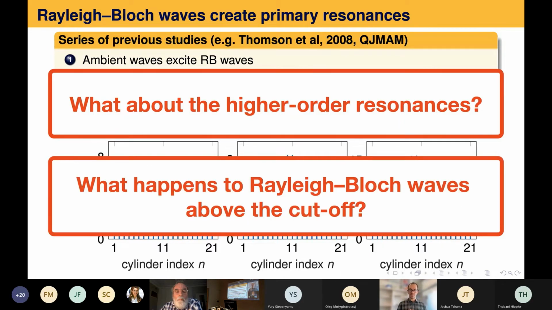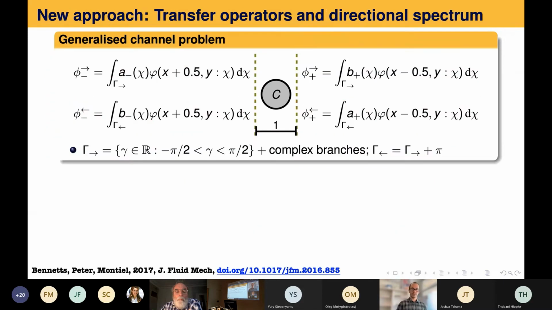And in order to be able to give you some idea of what's going on there, I'm going to need to know what happens to the Rayleigh Bloch waves when we go above the cutoff. So in order to do this, we're going to have to deal with complex valued wave numbers beta. And that means that we can't just use standard solution methods that probably a lot of you are very familiar with.